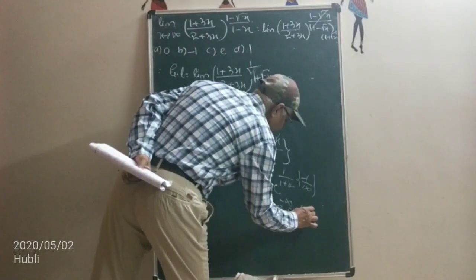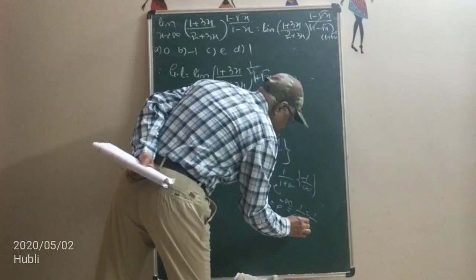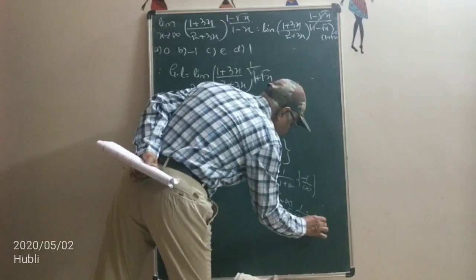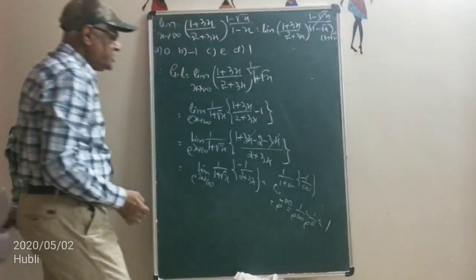What is e raised to minus infinity? 1 upon e raised to infinity. That is 1 upon infinity, that is 0, e raised to 0. And what is e raised to 0 value? It is equal to 1.